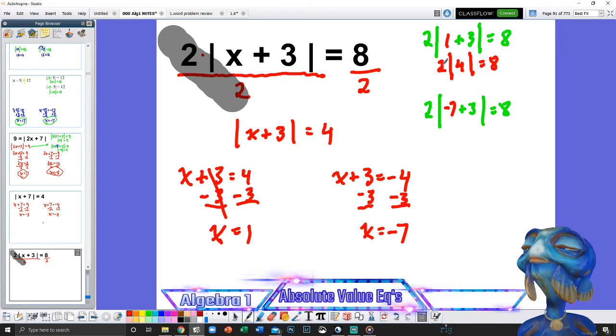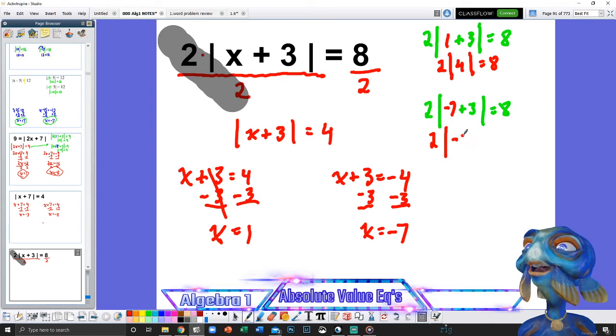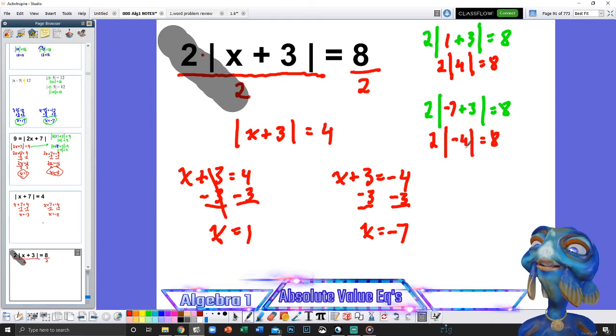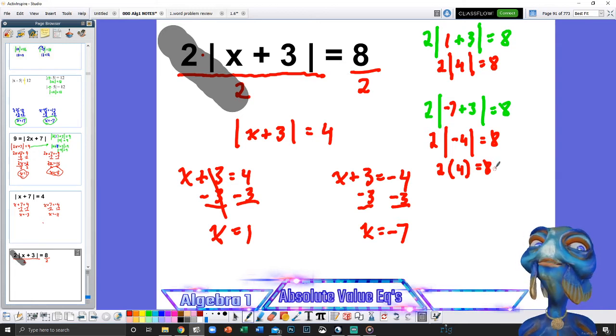So this is 2 times, that's just positive 4, so 2 times 4 equals 8. Yes, that's right. Here, this would give me negative 4. So in the absolute value, negative 4 becomes positive 4. So 2 times 4 equals 8. Yes, that works. So I know I got it right.